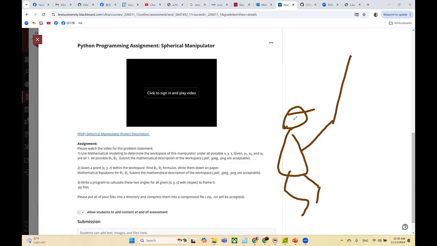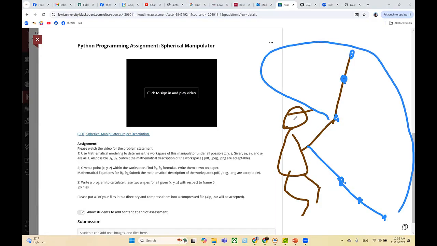You have a bat. Your hand may go up and down like this. Your bat may go lower. So the so-called workspace is that you can hit the ball maybe here, maybe here, maybe here, okay? Different parts of your bat. So all of the spaces that you can hit whenever you swing your bat.